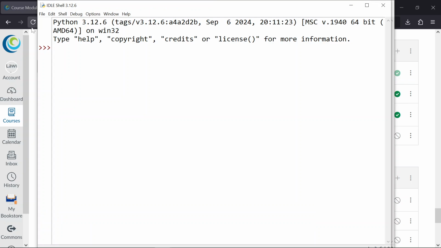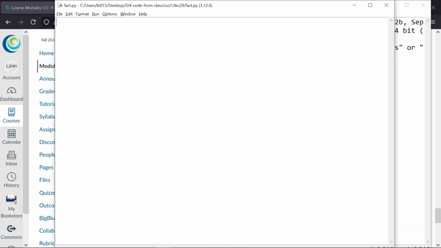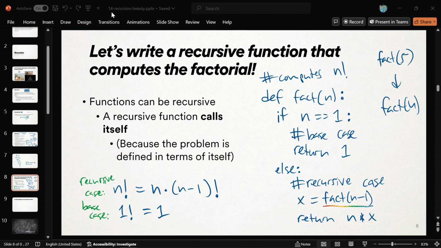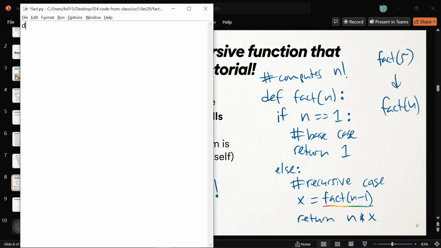Let's move this over here so we can get back to the slides themselves. There. All right. So here we go. Def fact of some n, and the job of this function is to compute n factorial, using recursion.